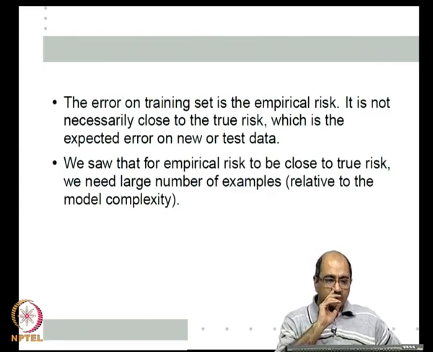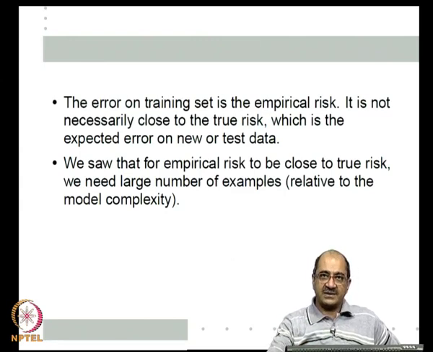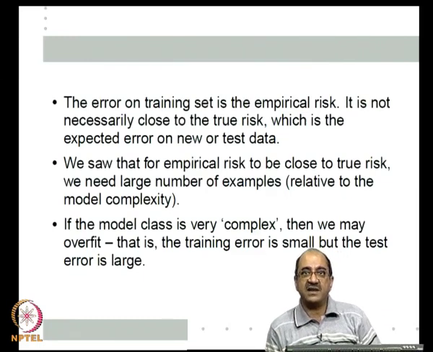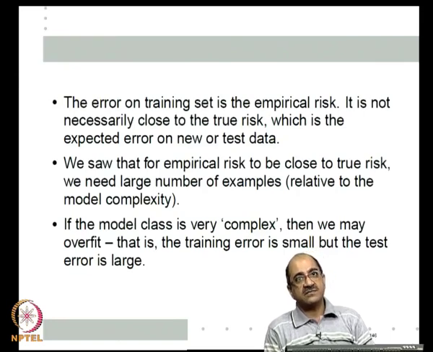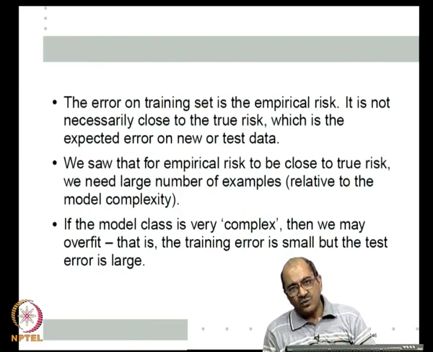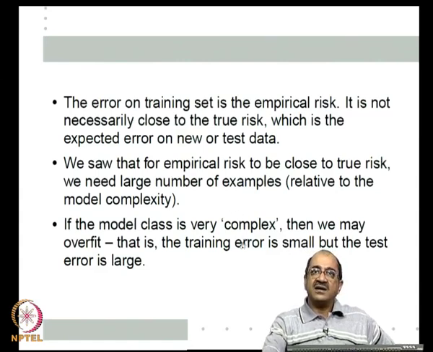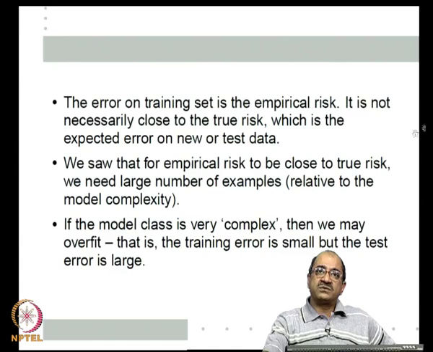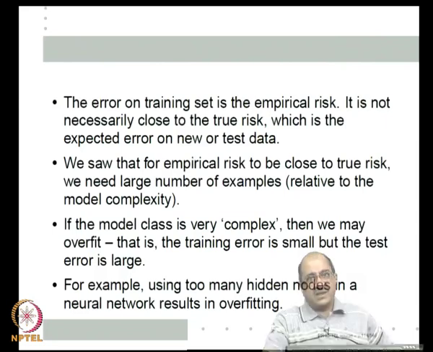Now, for empirical risk to be close to the true risk, we need a large number of examples relative to the model complexity. If the model is very complex, then we may overfit. That's basically when the training error is small, but the test error is large, right. Basically, if the model is complex, I may be able to find functions within the model which can do very well on the training data, but they are not really learning anything, okay. Now, this is a phenomenon that always happens, it is called overfitting. That is, I get very low training errors, but when I see new data, the errors will be large. One example is when I use too many hidden nodes in a neural network.